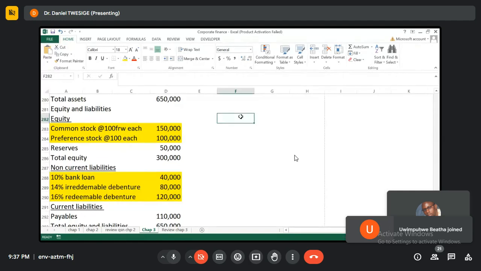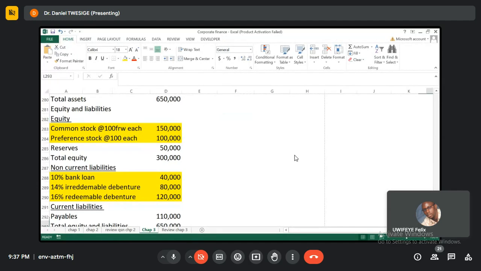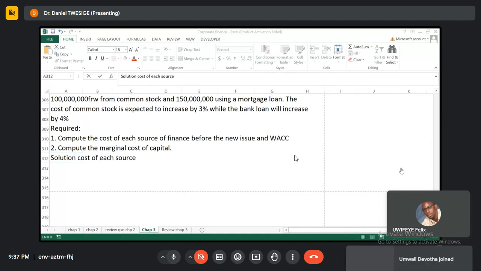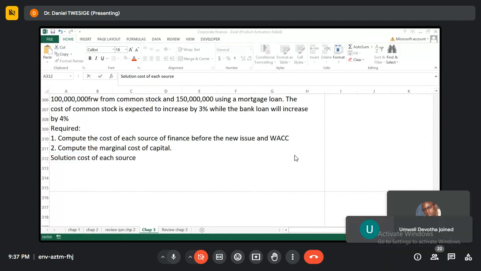I think if you look at the easiest, it is the cost of bank loan. It's the easiest to compute. So the cost of each source of finance, that's the solution.